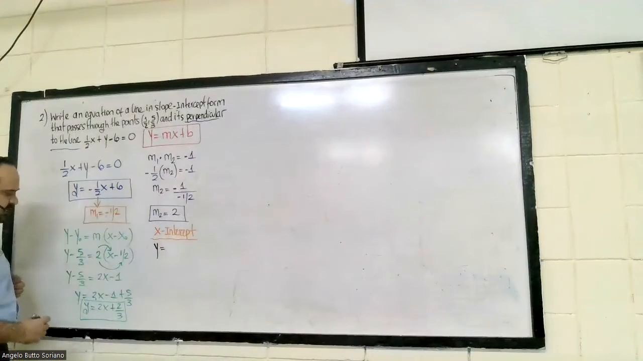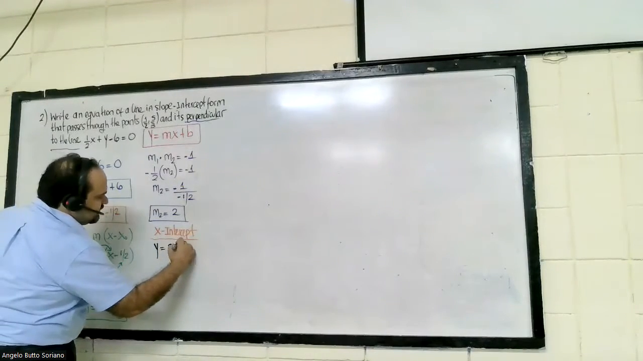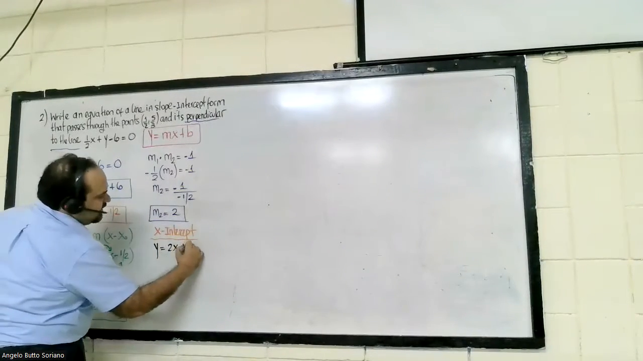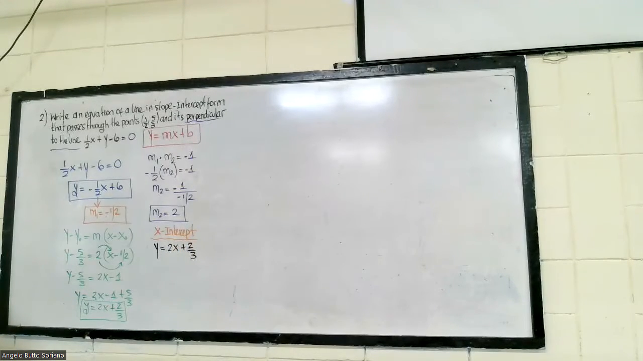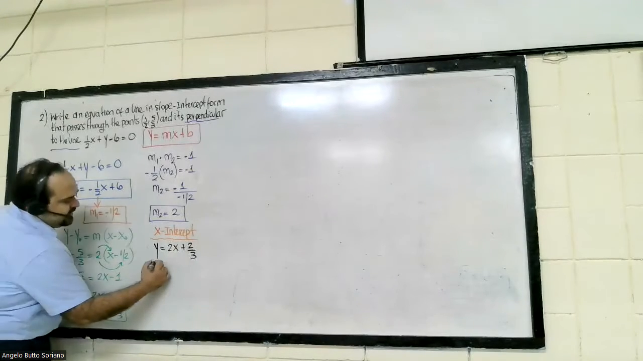Y equals 2x plus 2/3. Remember, x-intercept means the graph touches the x-axis. In simple words, we must replace y by 0. Okay, you're right, that was supposed to be 0.